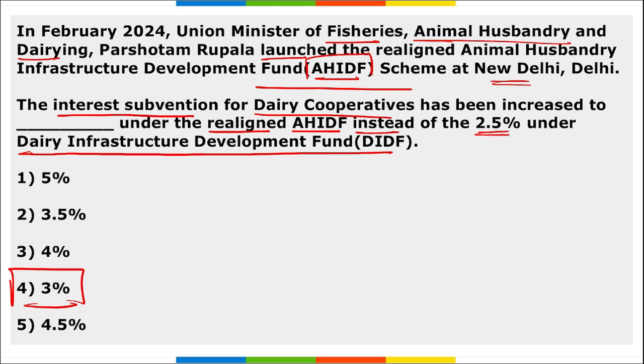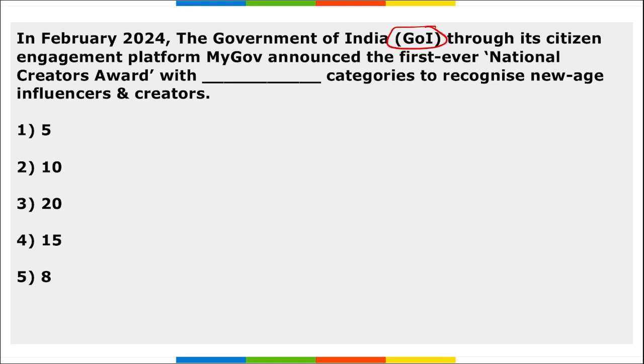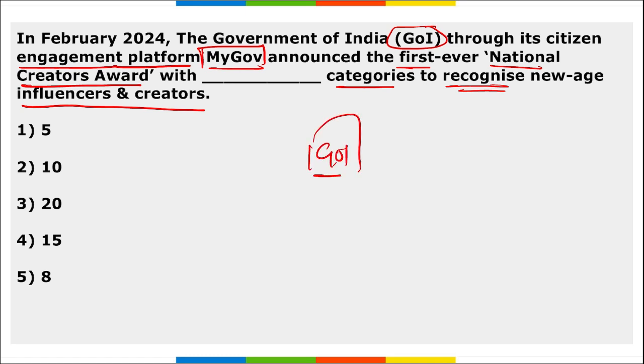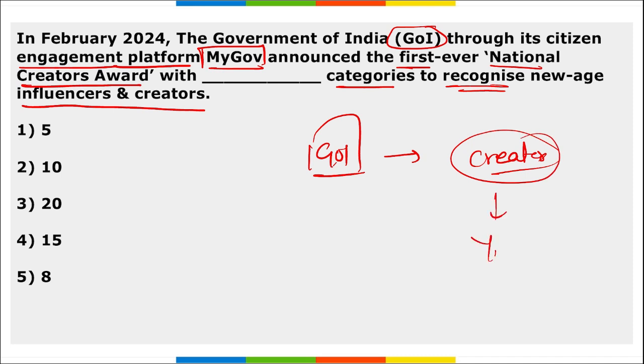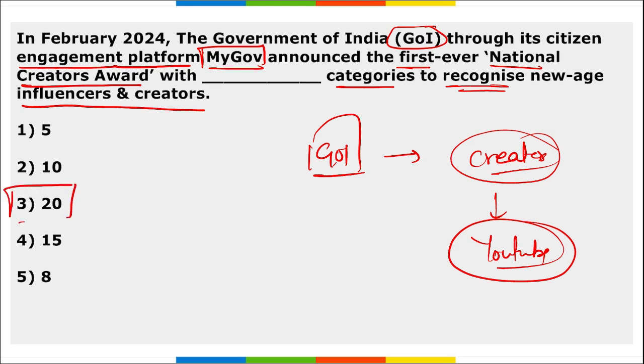Next, Government of India through their citizen engagement platform MyGov announced the first ever National Creators Award with dash categories to recognize new age influencers and creators. So, Government of India will be awarding creators such as your famous YouTube creators, they will be the focus, right. And for them, National Creators Award was launched. Here, National Creators Awards across 20 categories will be awarded, right.